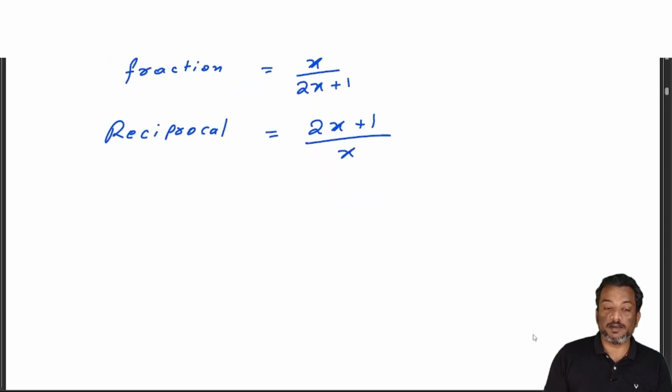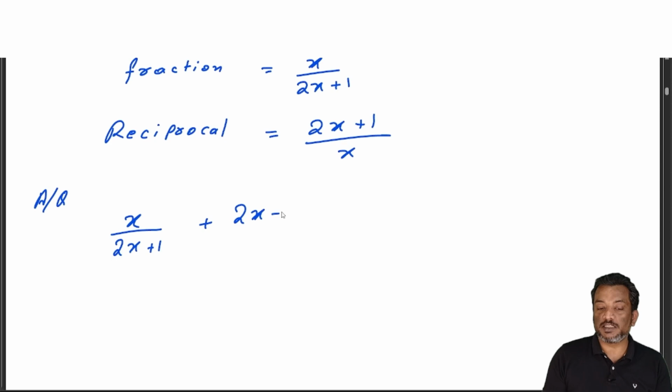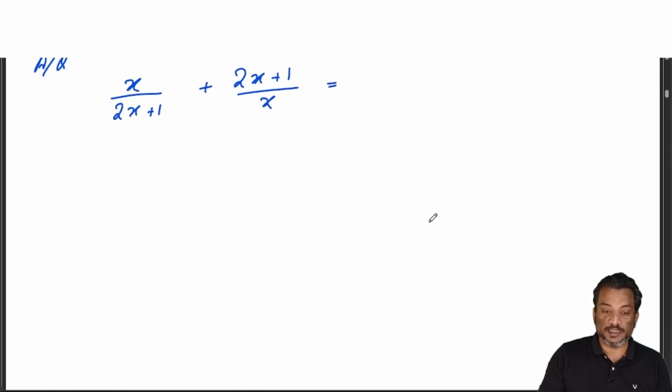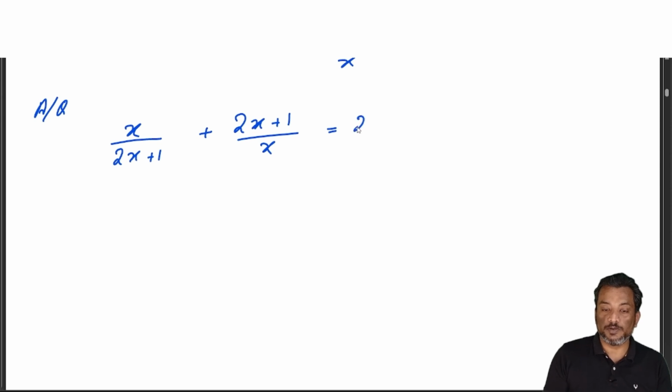So according to the question, first the fraction. The fraction is x over 2x plus 1, and its reciprocal is 2x plus 1 over x. The sum is equal to what? You can see here it is given, that is 216 over 21. So we can say here 216 over 21.